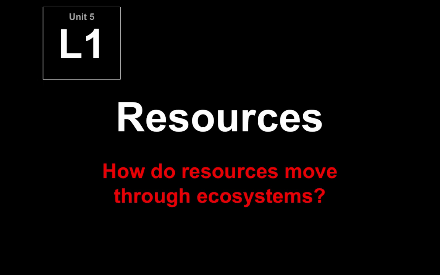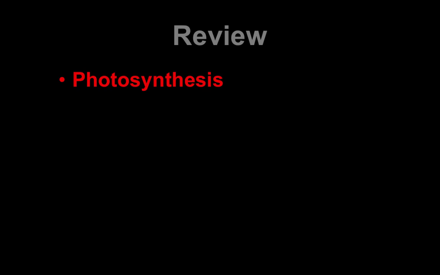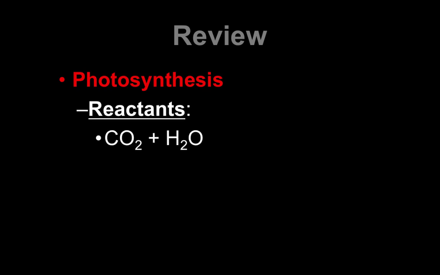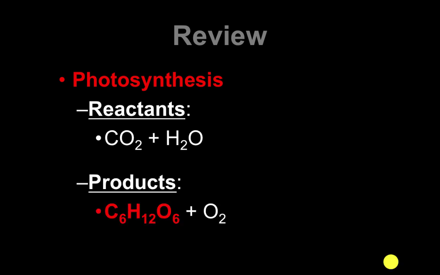In this lesson, we're going to look at how resources move through ecosystems. As a review, remember in photosynthesis, the reactants are carbon dioxide and water, and the products are glucose, which is the primary product, and oxygen, which is a waste product.